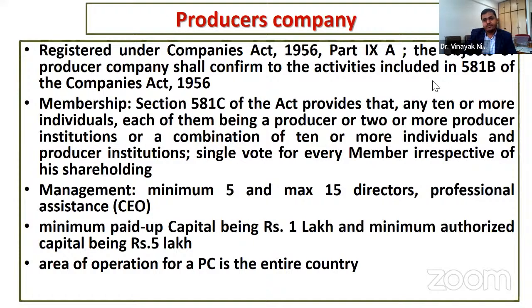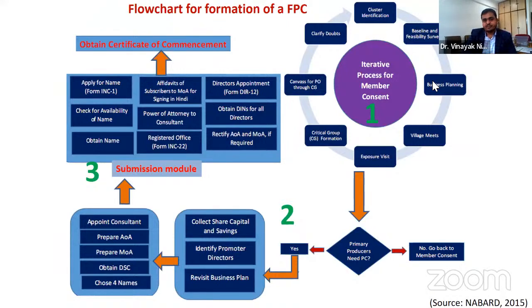Even more than 2 farmer producer groups, small groups like joint liability groups, self-help groups or farmers interest groups, can come together and form a farmer producer company, or a combination of these groups or individuals can come together and form it. There should be a minimum of 5 directors, maximum 15, and minimum paid up capital of 1 lakh. The area of operation is not limited; all over India they can operate. These are the basic features the government introduced in the farmer producer company.